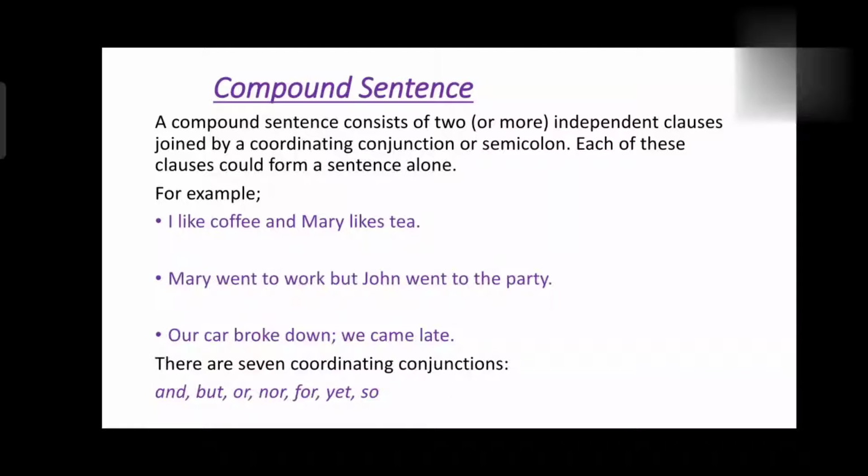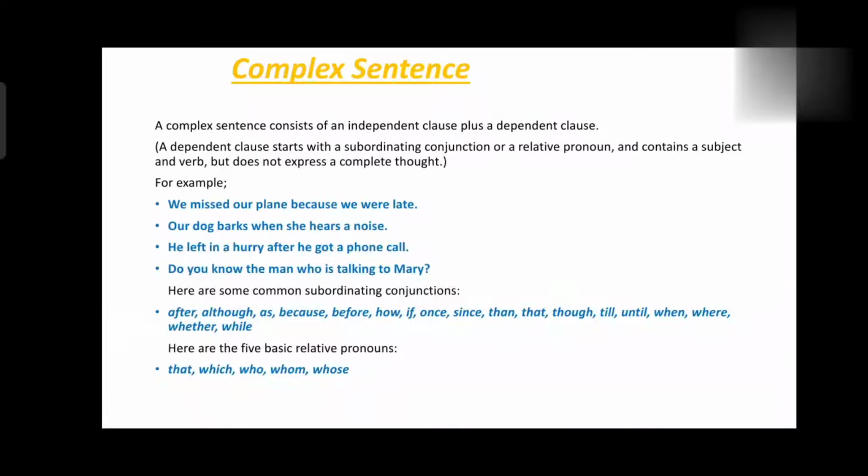two independent clauses, and there are 7 coordinating conjunctions: and, but, or, nor, for, yet, so. For better memorization of these 7 coordinating conjunctions, the code word that is used is BOYS FAN. The next is complex sentences.